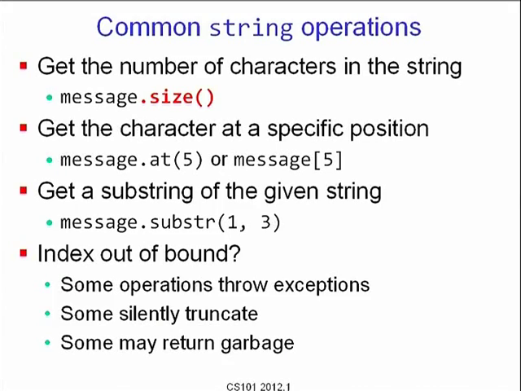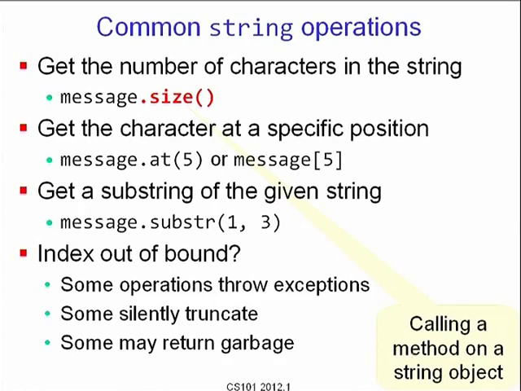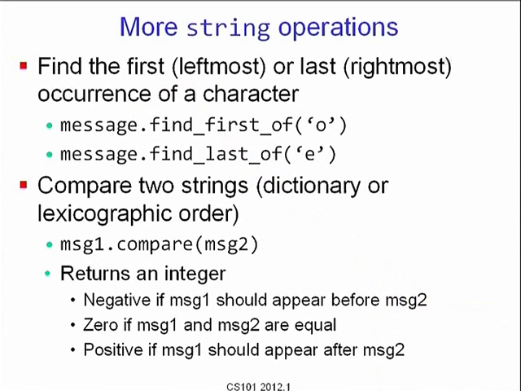And others may return garbage. So again, C++ is a little unfriendly with regard to this. The Java string class is friendlier in the sense that if you do anything that's fishy, it will throw an exception. So C++ may happily do things that you may not know about for a while. All this is implemented by calling methods on the string object, and how that is done we'll see somewhat later in the course. But you don't need to understand that to be able to use it.